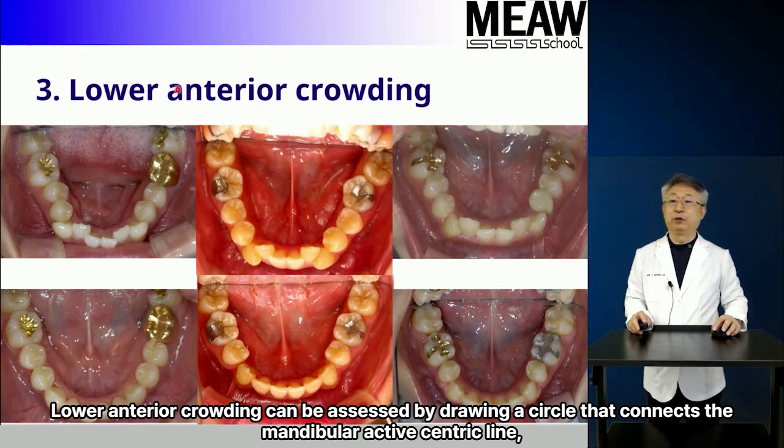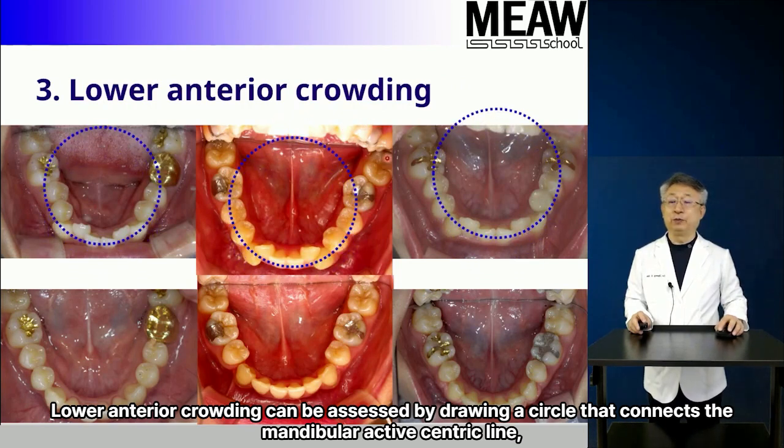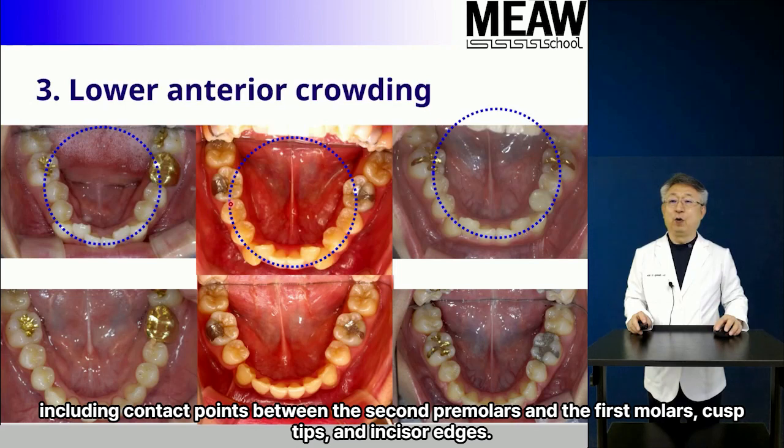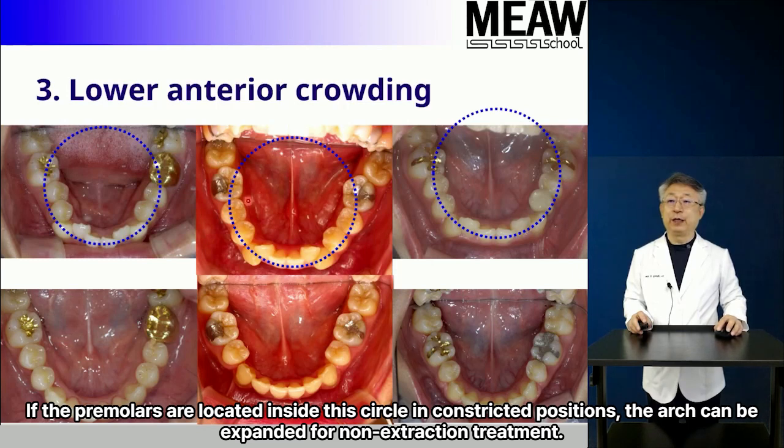Lower anterior crowding can be assessed by drawing a circle that connects the mandibular active centric line, including contact points between the second premolars and the first molars, cusp tips, and incisor edges. If the premolars are located inside this circle in constricted positions, the arch can be expanded for non-extraction treatment.